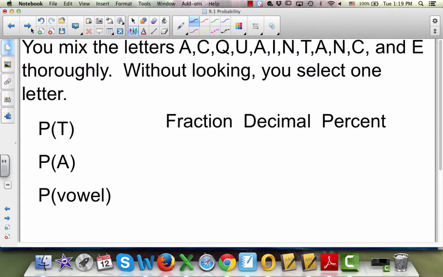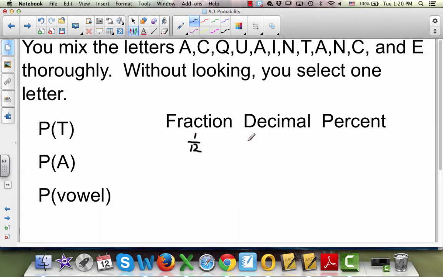All right. You mix the letters that come in the word acquaintance thoroughly. Without looking, you select one letter. What would be the probability of getting a T? Okay, let's look. There are 1, 2, 3, 4, 5, 6, 7, 8, 9, 10, 11, 12 possible outcomes. So the probability of getting a T, you've got 12 possible outcomes, and how many T's do you see? 1. So that would be 1 out of 12.